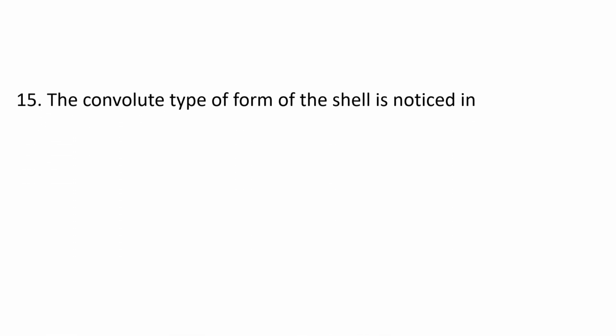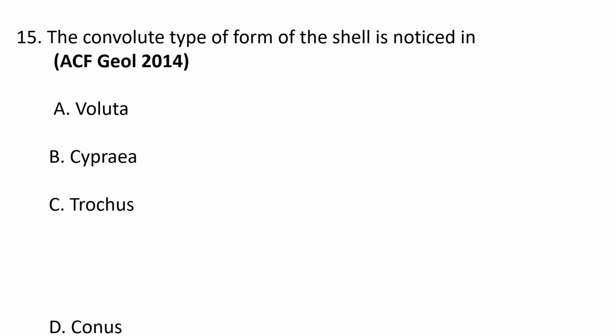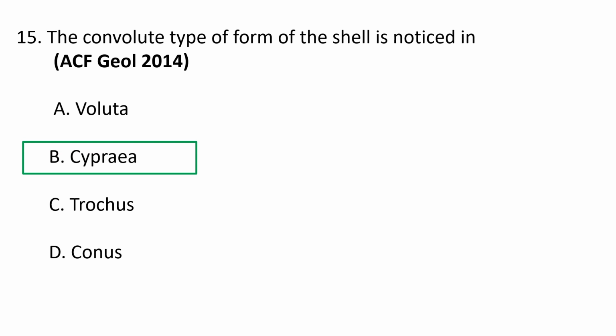Next question. The convolute form of shell is noticed in A. Voluta, B. Cypraea, C. Trochus, and D. Conus. The convolute form of the shell is noticed in Cypraea. So in convolute, the aperture is as long as the shell, nearly or quite concealing the spire. So this is the special case of Cypraea. So B is the correct option.